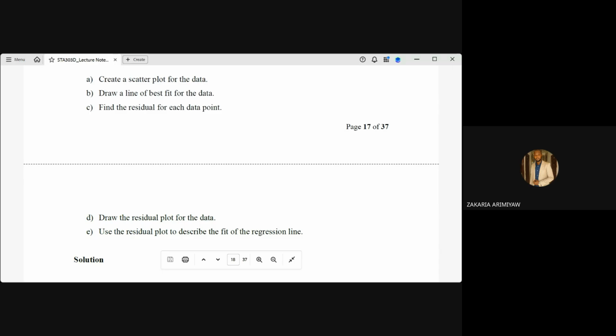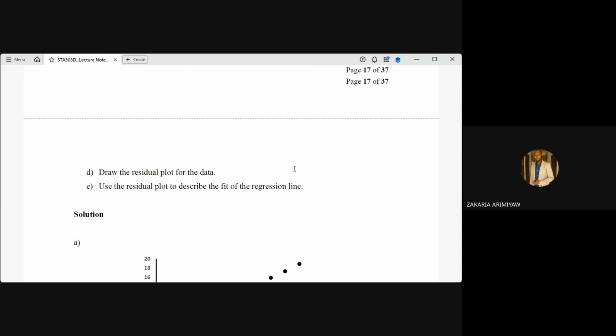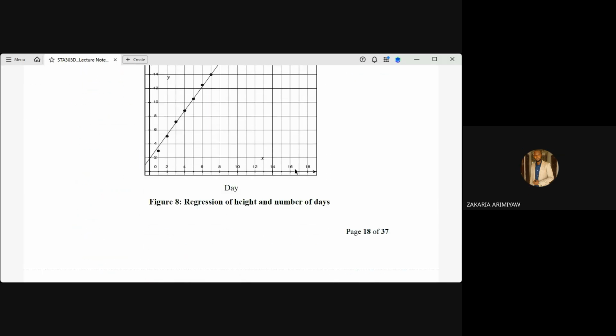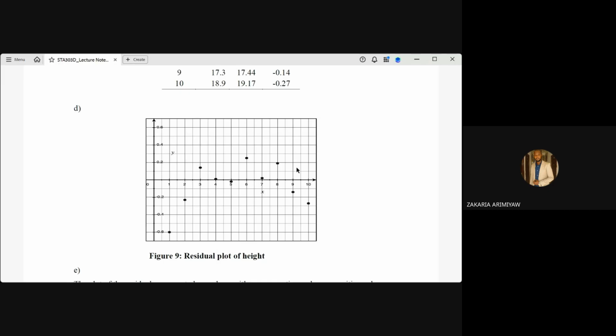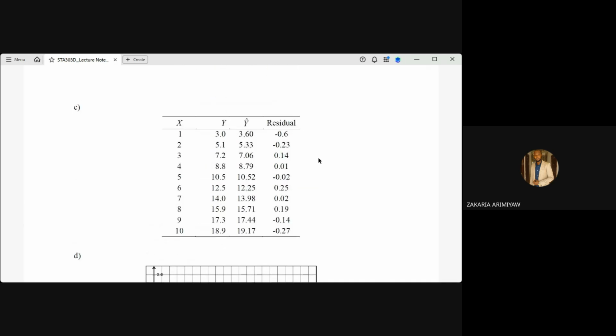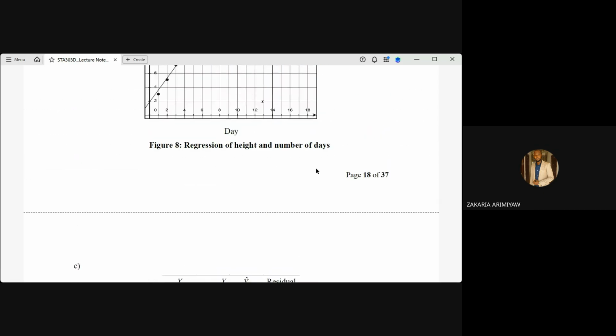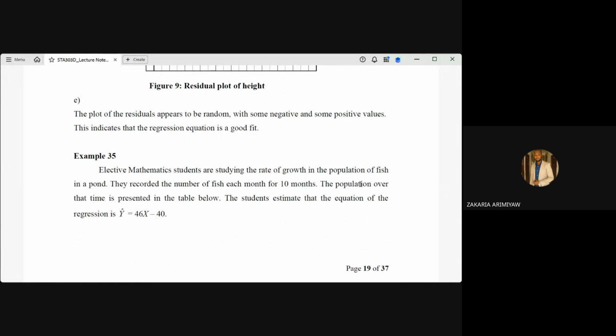So let's look at the next part where we are supposed to draw the residual plot for the data. In part C, we calculated the residuals. So we are going to use them to draw the residual plot. If you are drawing the residual plot, we're going to have the values of the residuals plotted along the vertical axis.